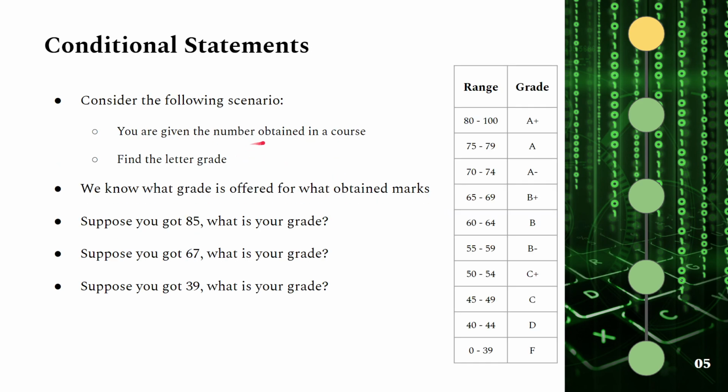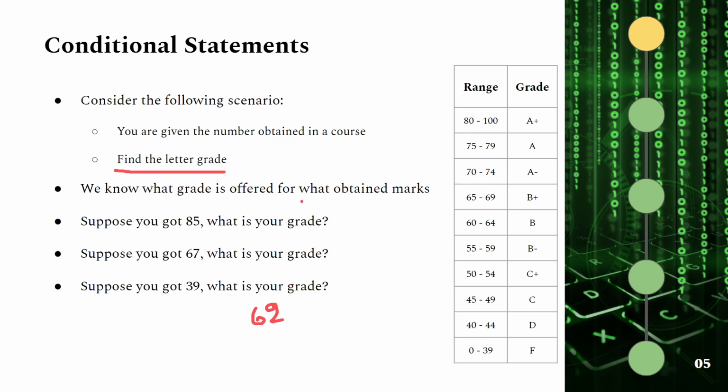Now consider the following scenario. You are given the number obtained in a course. Suppose I say that in the CSE161 course you got 62. So you are given a number obtained in the course. Now you are given the task of finding the letter grade, that is, which grade you have gotten in the exam. Now how should you make that happen?